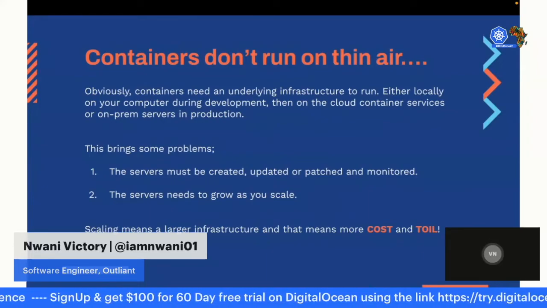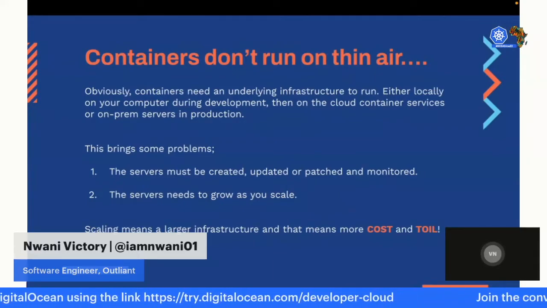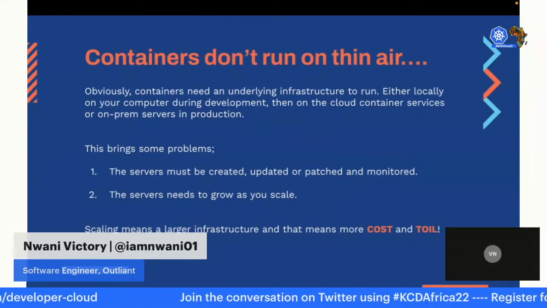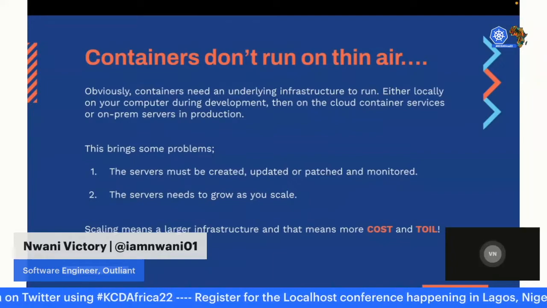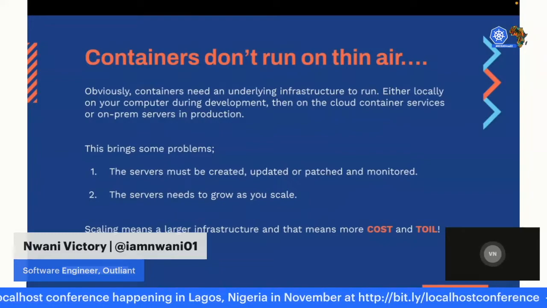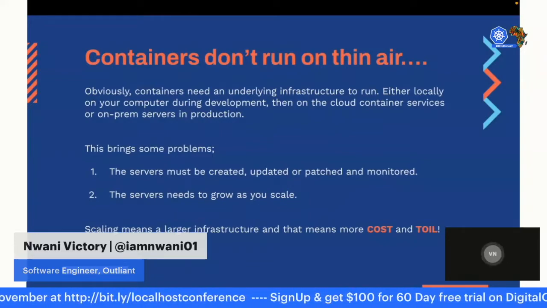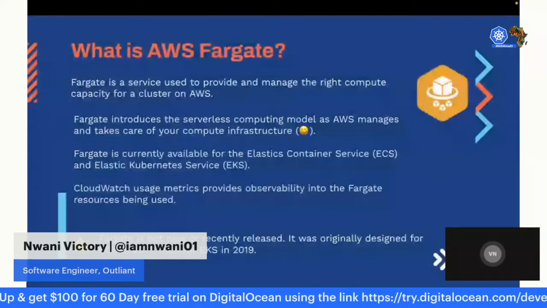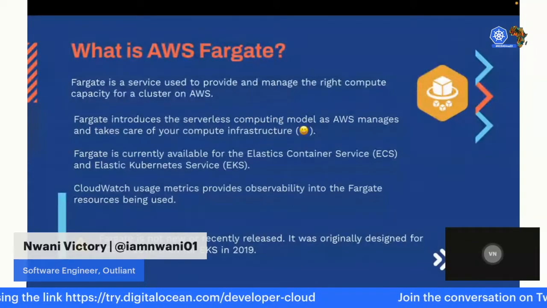So these are problems that people face before they can use containers. And this is where Fargate comes in. So what exactly is Fargate? Well, Fargate is a computing service on AWS. And the main purpose for Fargate is that it provides the right compute capacity for your cluster on AWS. Fargate introduces the serverless computing model as Fargate manages and takes care of your compute infrastructure.